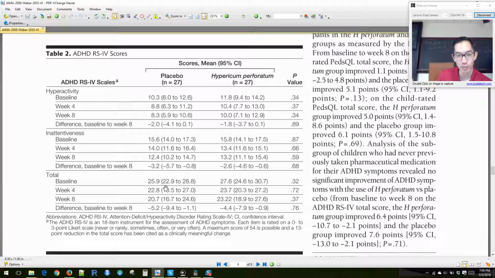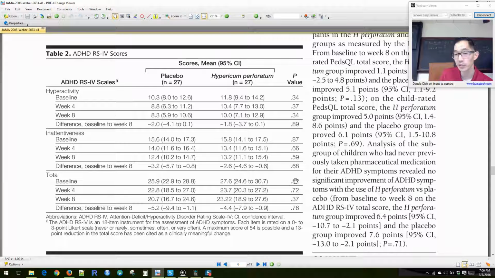So, what does all of this mean? Basically, at baseline, meaning when they first started, for the placebo, we're saying we're 95% confident that the baseline measure for the placebo group is anywhere from 22.9 to 28.8, okay? And that the baseline measure for the treatment group is anywhere from 24.6 to 30.7. That's what these confidence intervals mean.